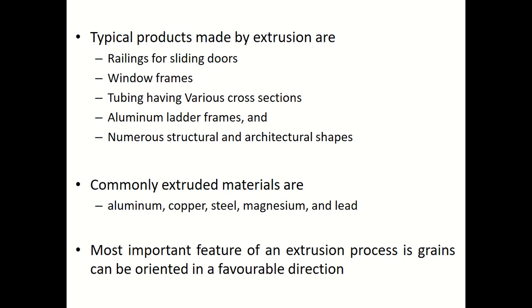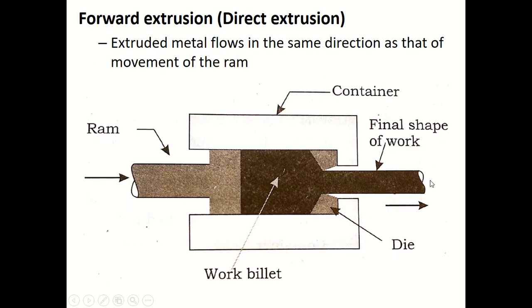Another important feature of the extrusion process is that you will be able to orient the grain in a favorable direction, usually in an axial, uniaxial direction. That is one of the very advantages of the extrusion process. And let's look into two important types of extrusion. One is called forward extrusion and the other is backward extrusion.